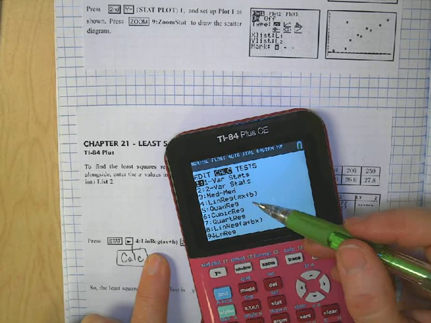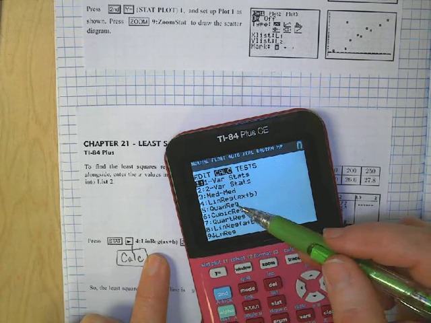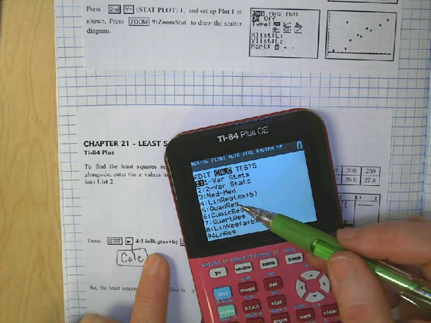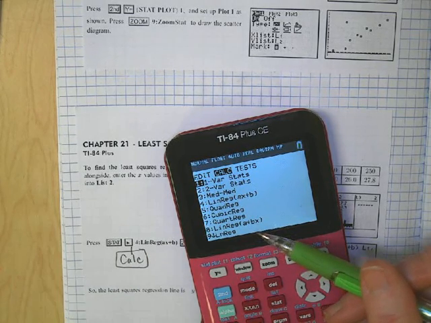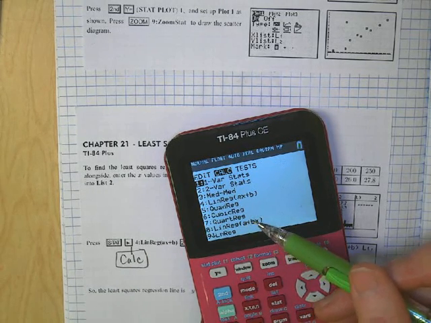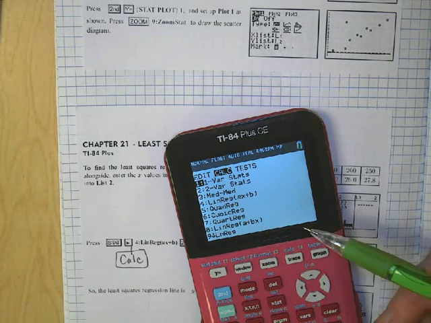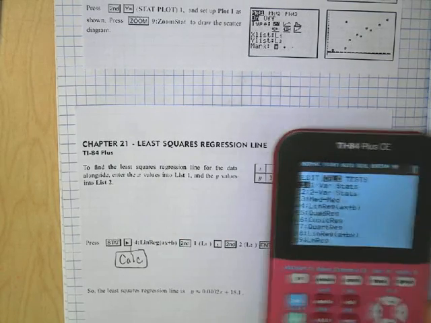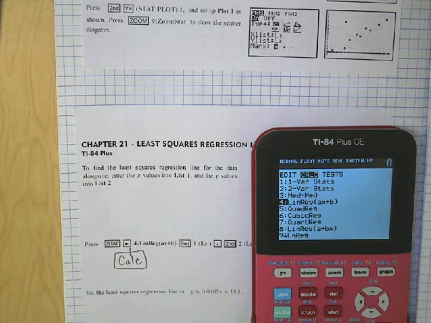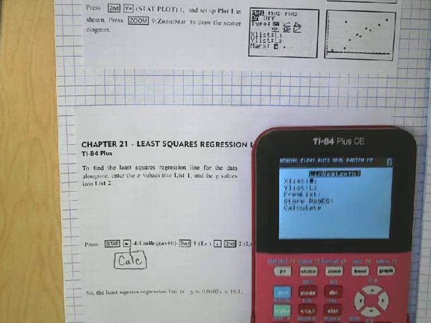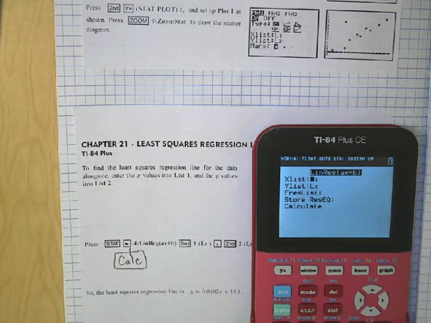So if we do option 4, A is going to be the slope and B is going to be the y-intercept. Or also saying A is the gradient or slope, B is the y-intercept. Whereas if you choose option 8, A is the y-intercept and B is the slope. So it doesn't actually matter which one you use. But we'll go ahead and do the one that's on here, which is option 4. So I'm going to choose option 4. It asks me what do I want to use. We want to use list 1 and list 2. So we just keep hitting enter.